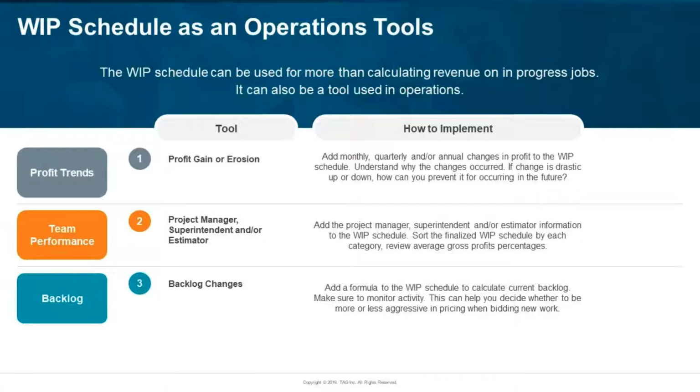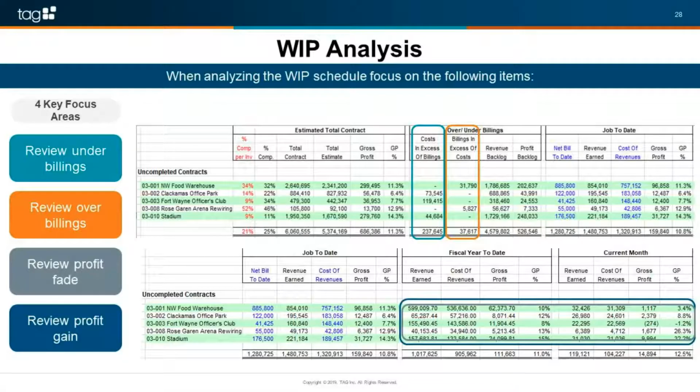Also, the WIP can be used to help with keeping track of your backlog. So let me go back to that previous slide here. If you notice here, next to the billing and excess column, there is a revenue backlog and a profit backlog. So I can see how much revenue I have for the future.